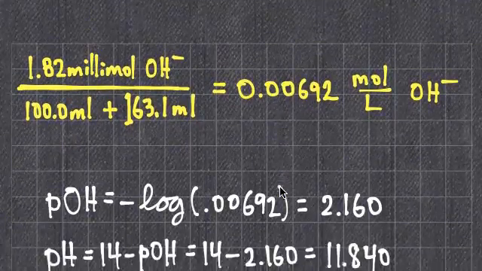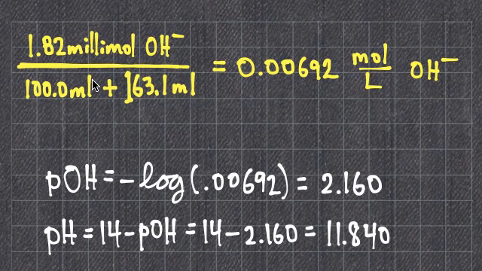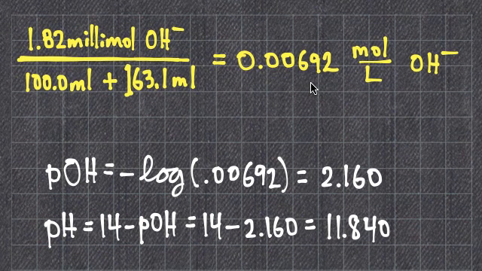Consider the total volume, 100 milliliters of the base and 163 milliliters of the acid, if I had that correct, and the molar concentration. Take the negative log, subtract from 14.